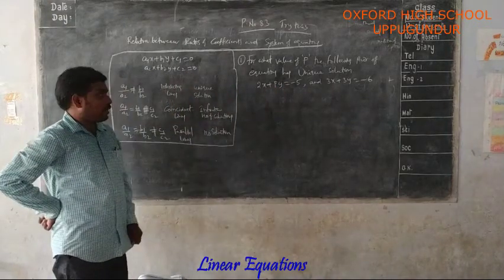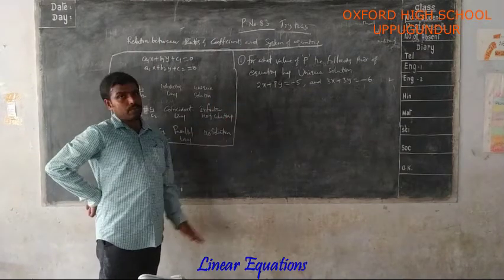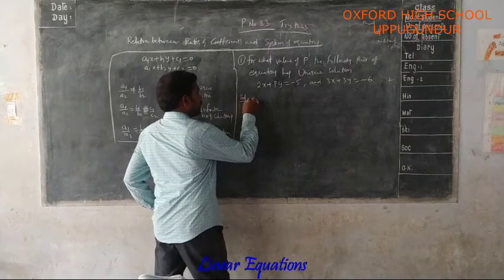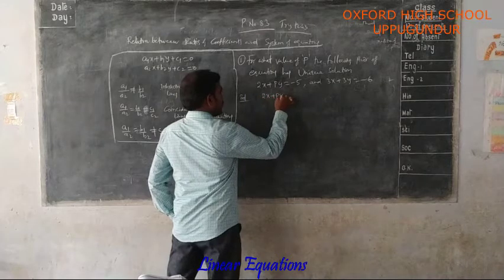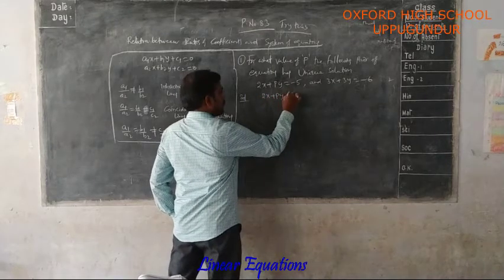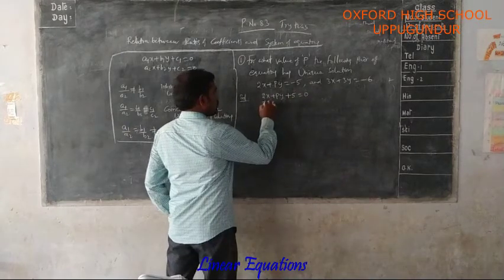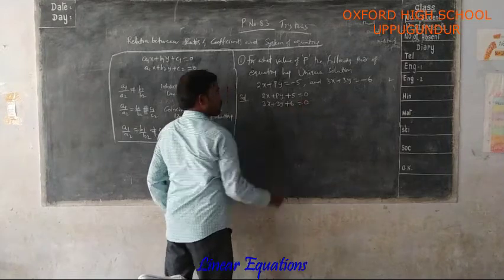So what are the problems you did in the previous class? In the same way you have to do. First, what you have to do? You have to compare the given equations. What are the given equations? 2x plus py, transposing minus 5 to this side, it becomes plus 5 equal to 0. The next equation is 3x plus 3y plus 6 equal to 0.